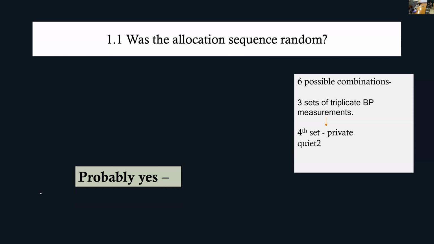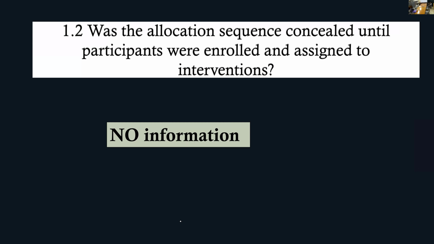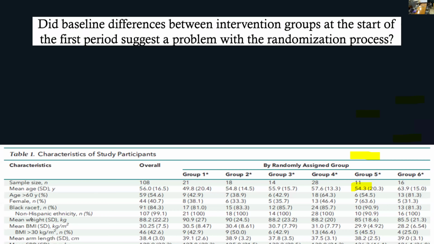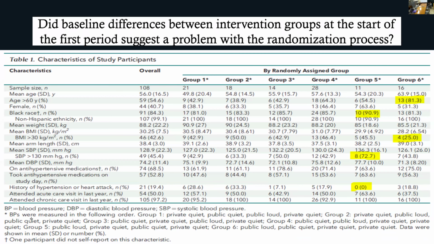But because it's published, I have given it a probably yes, because even if the allocation is not concealed, it may not make much of an effect on the sequence in which they have taken BP, because on the same day they have taken it in all 3 settings. Was the sequence concealed? There's no information about that. Is there a baseline difference between the intervention groups at the start of the first period that suggests a problem with randomization? So this was the baseline characteristics. You can see there are 6 groups. They had a total of 108 participants, and it's been unequally distributed among all the groups.